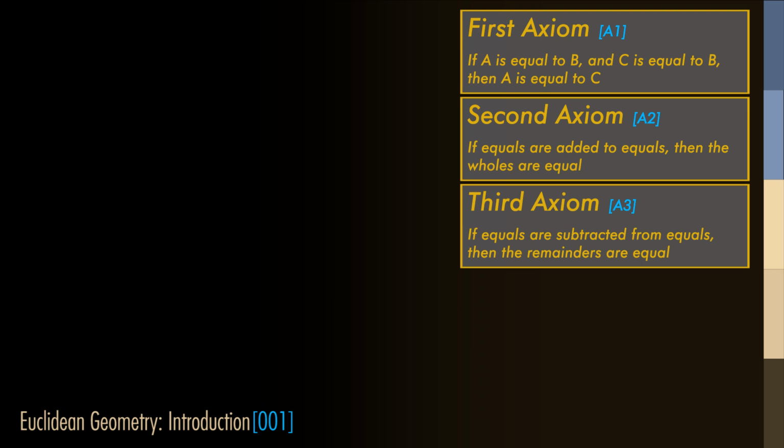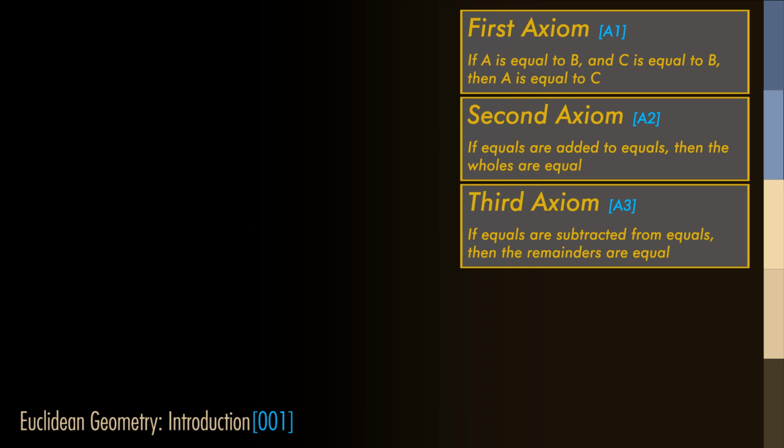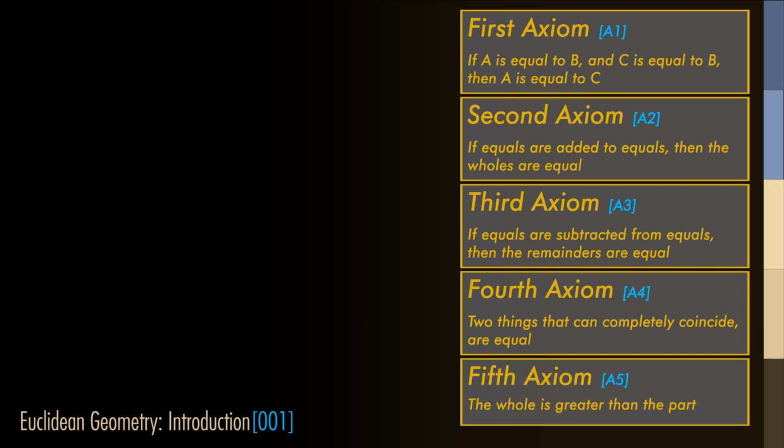The second one: if equals are added to equals, then the wholes are equal. The third one: if equals are subtracted from equals, then the remainders are equal. The fourth one: if two things completely coincide with one another, then those two things are equal to one another. And lastly, the whole is greater than the part. So through these notions, immediate deductions can be made using the postulates.